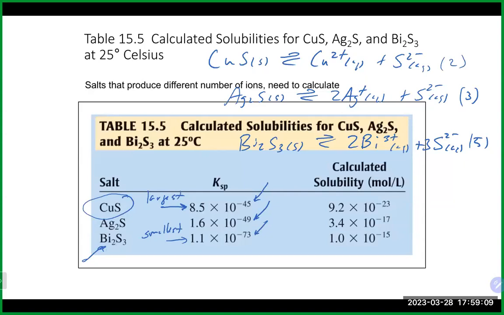When you actually do the calculation, like the ICE table and stuff that we did earlier for each of these, what you actually see is that in terms of molar solubility, it is the copper 2 sulfide that's actually the least soluble, and it's actually the Bi2S3 that is the most soluble.